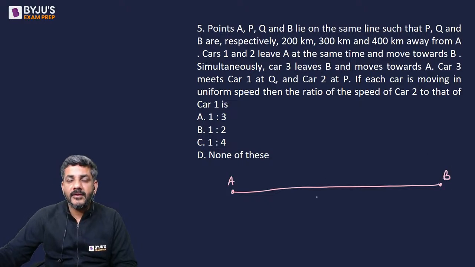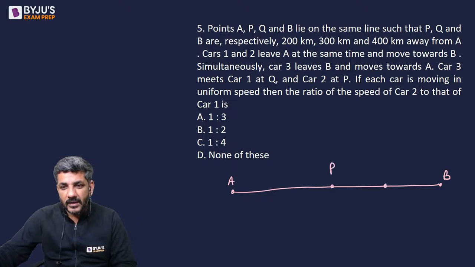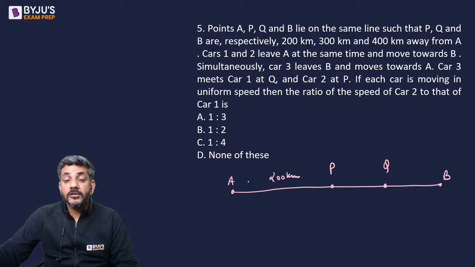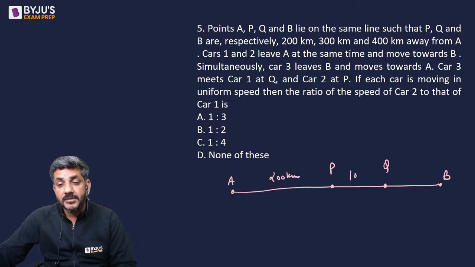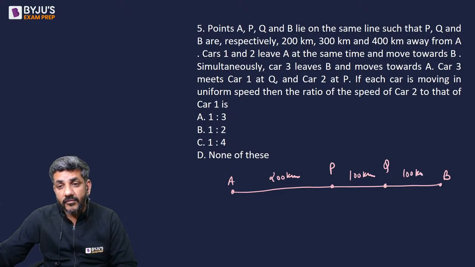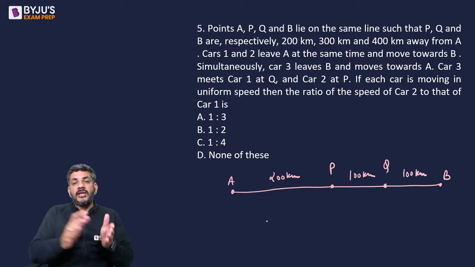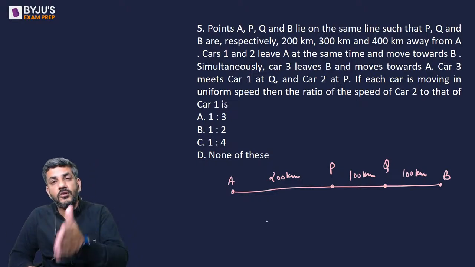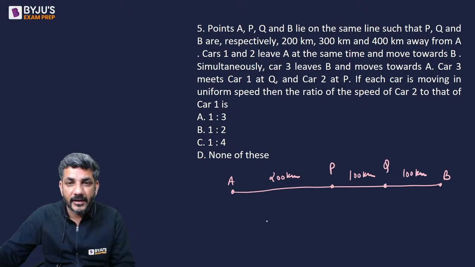He says P and Q are 200 and 300 kilometers away. So let's say P is here and Q is here. So P is 200 kilometers away from A. Q is 300 away from A, that means another 100 away from P. And B is 400 away from A, that means another 100 away from Q. So P will come at a gap of 200, Q will come 100 ahead of that, and B will come 100 ahead of that.